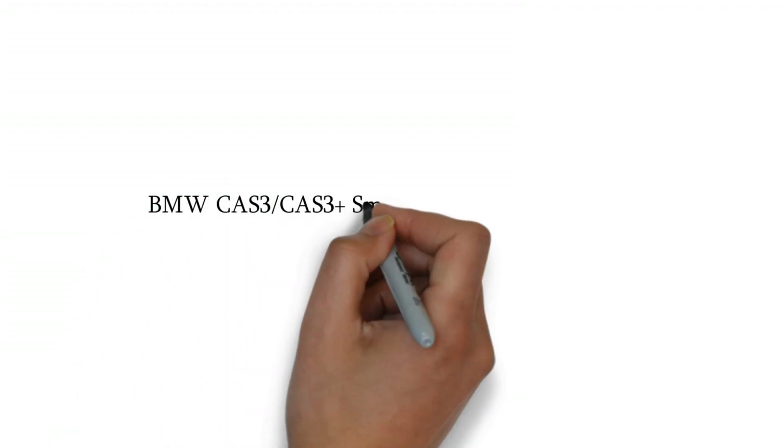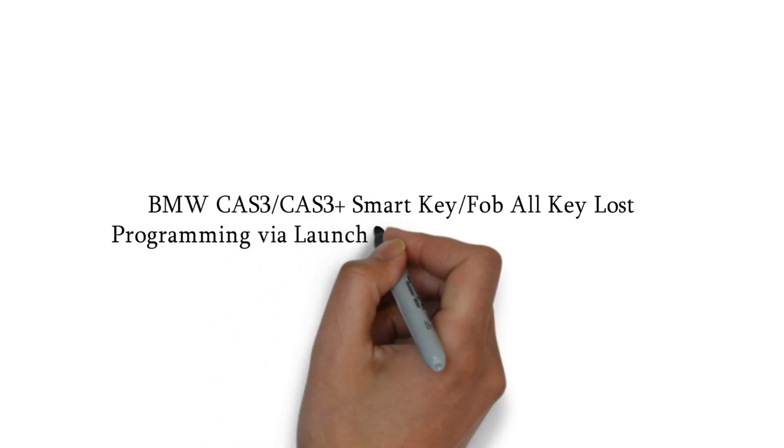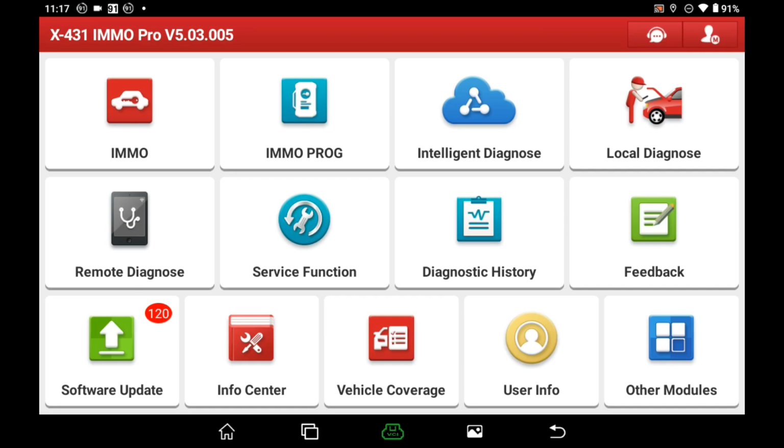BMW CAS3 and CAS3 Plus. Smart Key or fob. All key lost programming. Via Launch IMMO Pro or IMMO Pad and X-PROG 3. Today I will introduce you to how to program the key of BMW by Launch tools.